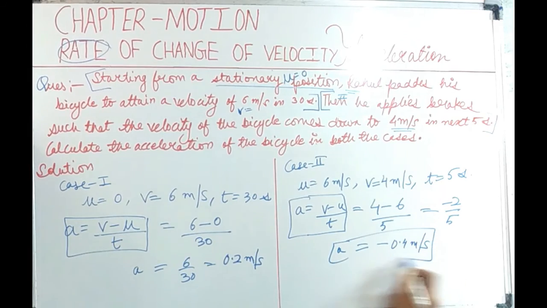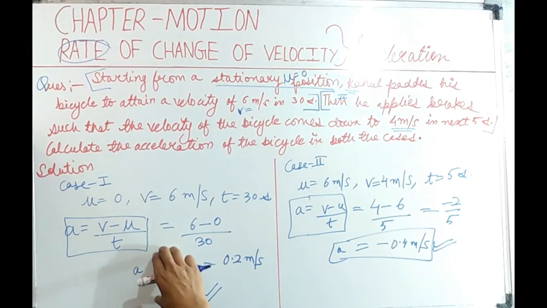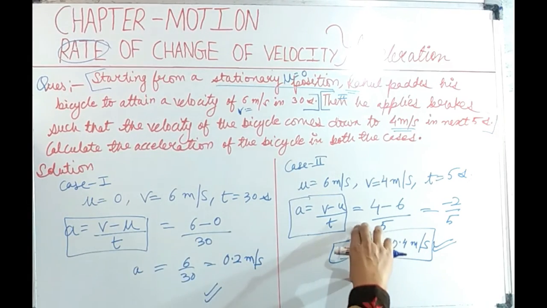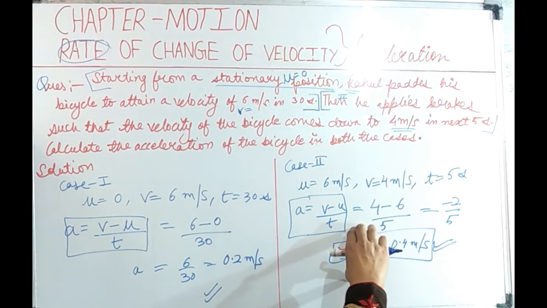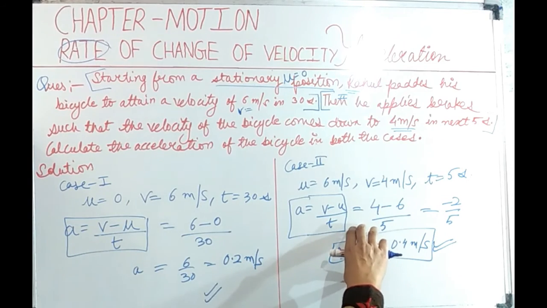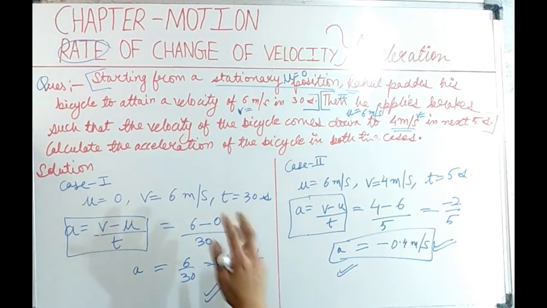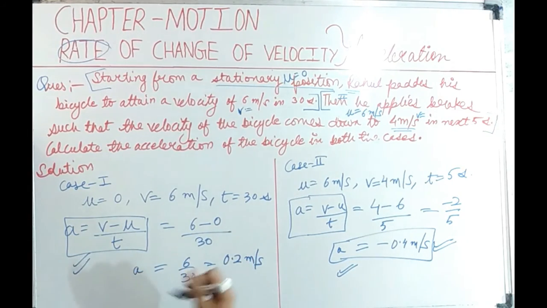Okay, you got the value positive in this case and negative in this case, because here the object was increasing the velocity and here the object is applying the brakes and moving against the motion. Here it is moving in the direction of motion and here it is applying the brakes against the direction of motion. So I hope the question is clear now. So I hope you have understood the concept of acceleration. All the numericals will be concept based. So once you understood the concept of acceleration, you are definitely able to solve the numerical problems easily.